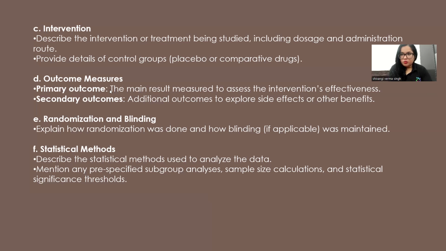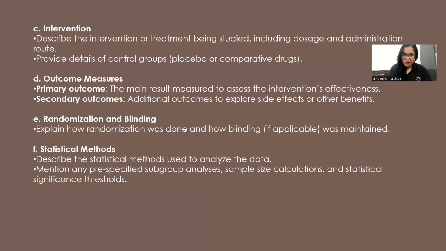Then outcome measure. So what outcome you want to see, the results, what kind of improvement you want to see. The primary outcome is the main result measured to assess the intervention's effectiveness, how effective the drug you did the trial on was. Secondary outcomes are additional objectives to explore side effects and other benefits.